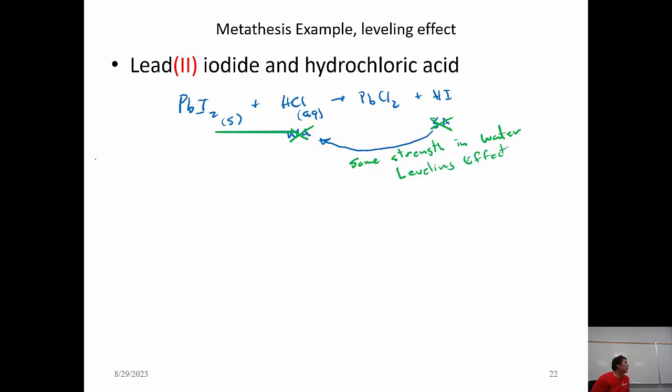So let me say what's happening in water. What's happening in water is something called hydrolysis. So if I take hydrochloric acid and I have water present, then what's happening is water is acting as a base. Water can act either as an acid or a base. So water comes along, and what it's going to try to do is pluck the hydrogen off.